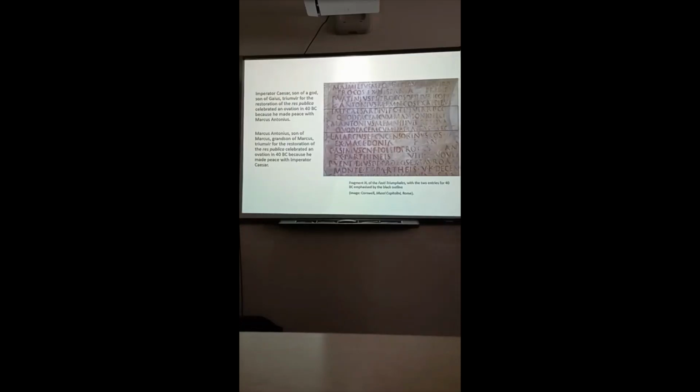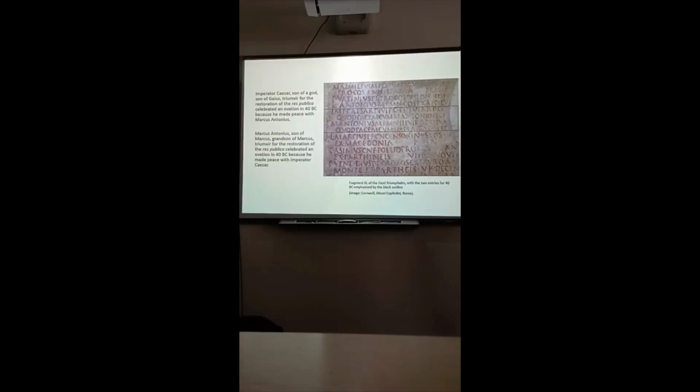It comes from a long inscription found in the Roman Forum that lists the triumphs awarded to Roman generals, supposedly from Romulus down to 19 BC. And this, which I put a black box around, is the entry for 40 BC, where he is calling himself here Imperator Caesar, son of the divine, son of Gaius, triumvir for the restoration of the res publica, and celebrated an ovation, which is a mini triumph, because he made peace with Marcus Antonius.